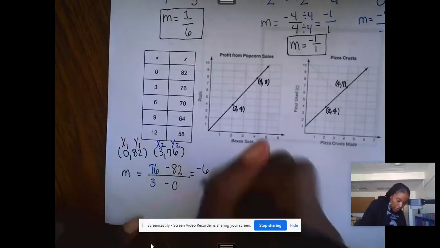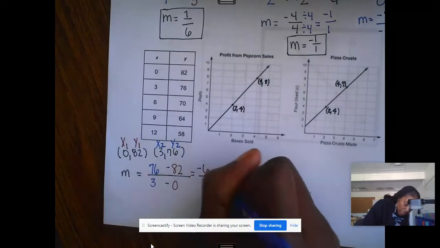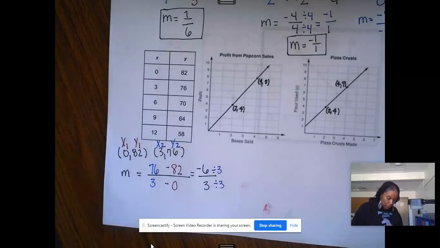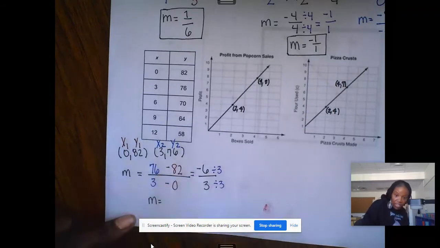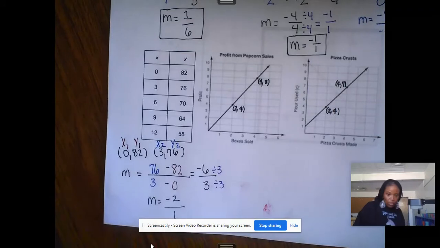Okay, and then I'm going to put my division sign, and then 3 minus 0 is just 3. And then again, remember, we'll be able to divide into there evenly. 3 can, so I'm going to divide my denominator by 3. I'm going to divide my numerator by 3. So my m for this particular one, and I'm going to do that down here since I think you have it. So my m equals negative 6 divided by 3 will give me negative 2. And then 3 divided by 3 will give me 1.